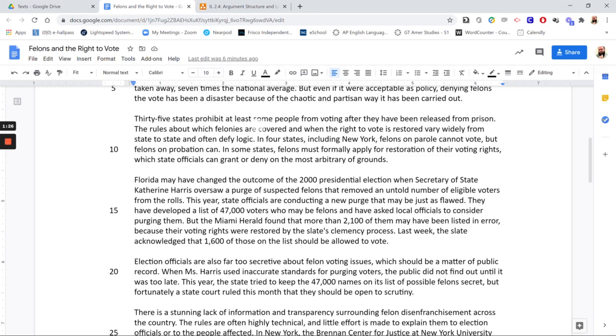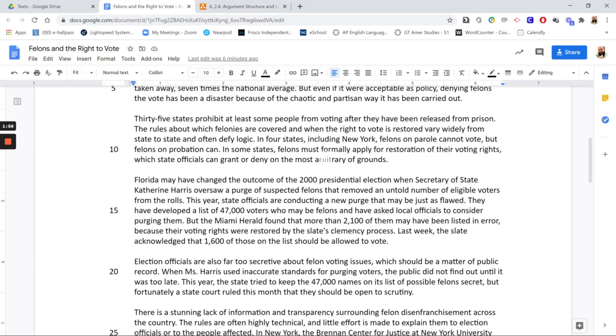35 states prohibit at least some people from voting after they have been released from prison. The rules about which felonies are covered and when the right to vote is restored vary widely from state to state and often defy logic. In 4 states, including New York, felons on parole cannot vote, but felons on probation can. In some states, felons must formally apply for a restoration of their voting rights, which state officials can grant or deny on the most arbitrary of grounds.